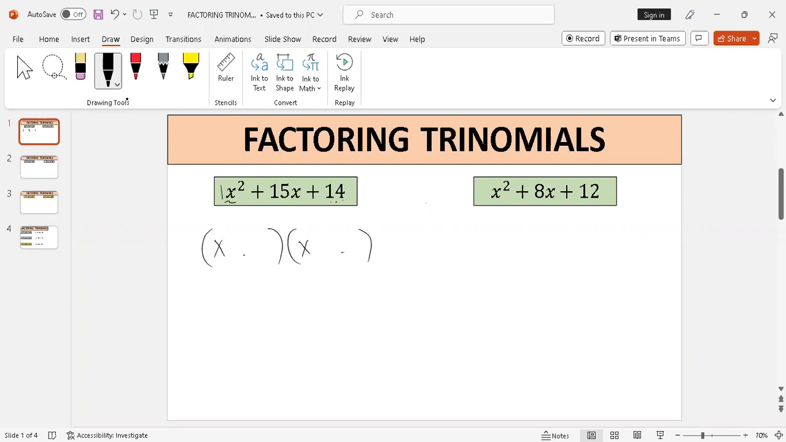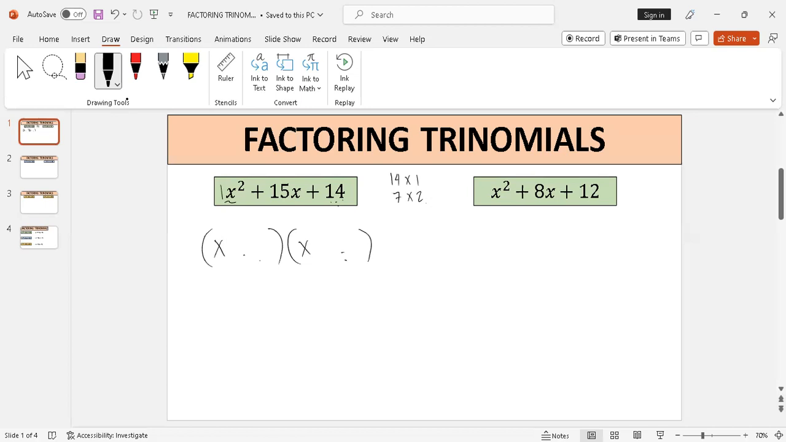Now, how do we get the second terms? The first thing that you need to do is to find all the factors of the last term. In this case, it's 14. So what are the factors of 14? We have 14 times 1 and we have 7 times 2. Now, between these two pairs of factors, alin kaya dito yung kukunin natin?